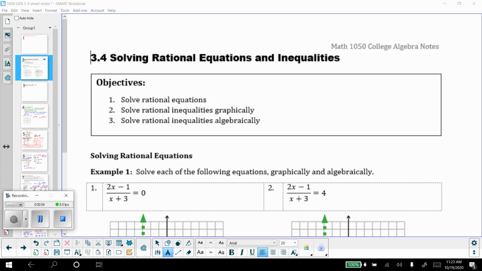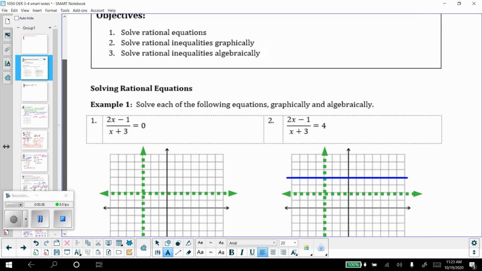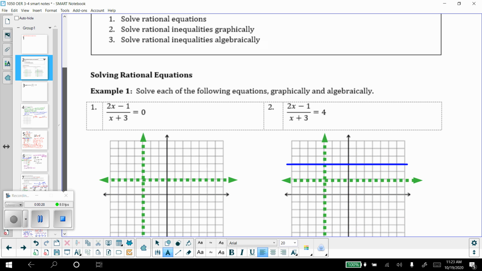So we're learning how to solve rational equations, solve them graphically, and solve them algebraically, or sometimes they call that analytically. I'm not sure what the difference between those two words is. I'll have to ask one of my solid community college colleagues. Okay, so let's look at a couple of examples here. Solve each of the following equations graphically and algebraically.